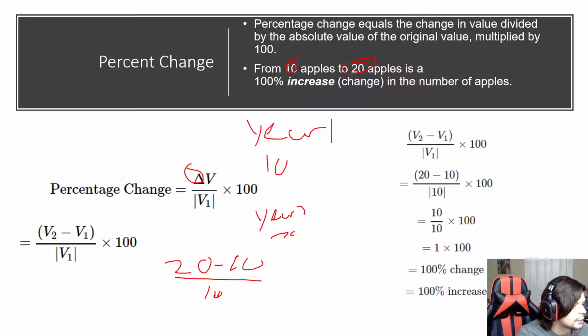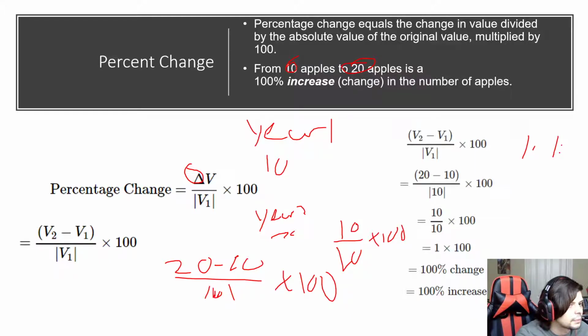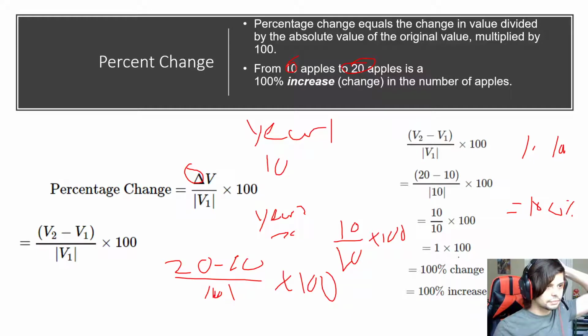This is how we do it. 20 minus 10, divided by the absolute value of 10, times 100. 20 minus 10 is 10, divided by 10 equals 1, times 100, which gives us a 100% change. In other words, our apples doubled. Simple enough.